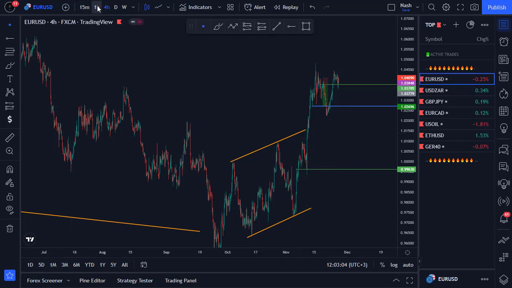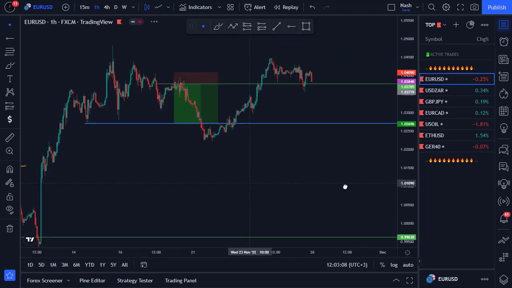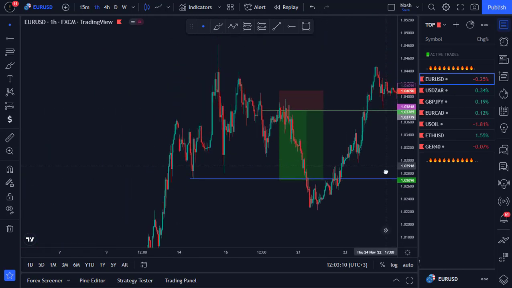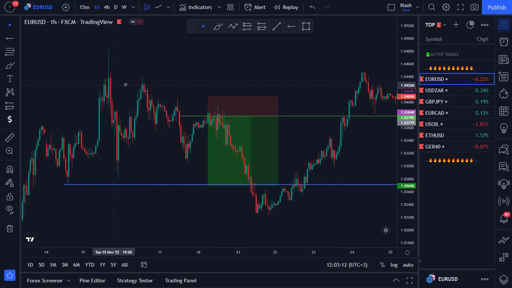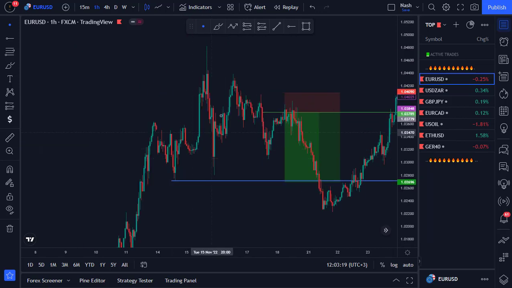Going down to a 1 hour, I managed to get my entry on a 1 hour chart, and this was very nice. I could have gotten an even earlier entry over here or even here, but I wanted to see a clear push commitment in price towards the downside first, because this was the first pullback over here. The first pullback was not that convincing for me, but this one was a nice one for me to take.